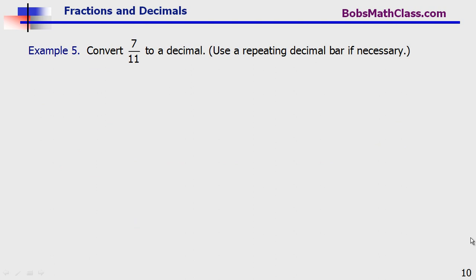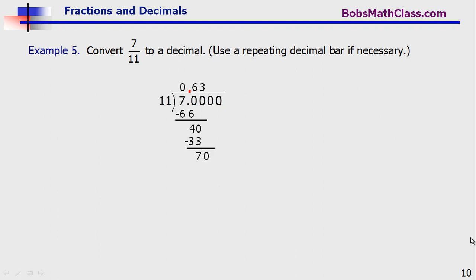7/11ths. 7 over 11. Use a repeating decimal bar if necessary. That's kind of a hint. We're probably going to need it. Alright, so let's divide it. Remember, denominator first. Bring your decimal point straight up and then start dividing. 11 into 70 is 6 times. 11 into 40, 3 times.